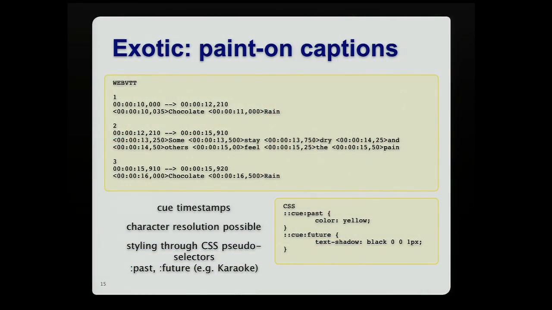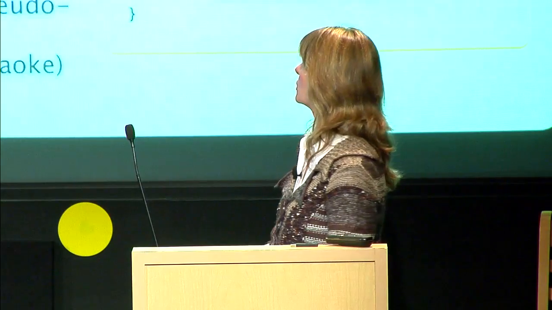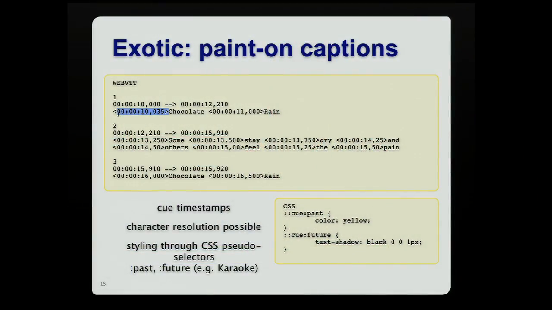I've mentioned pop-on and roll-up captions. I want to briefly also mention paint-on captions, even though that's a bit more of an exotic use case, but it's possible to be used in CEA 608 captions, so we need to make sure that it's also possible to be represented in WebVTT. And what we've introduced for this kind of application is cue timestamps. These cue timestamps are basically just a timestamp that is being included into the text and says when the text that comes afterwards will be activated.